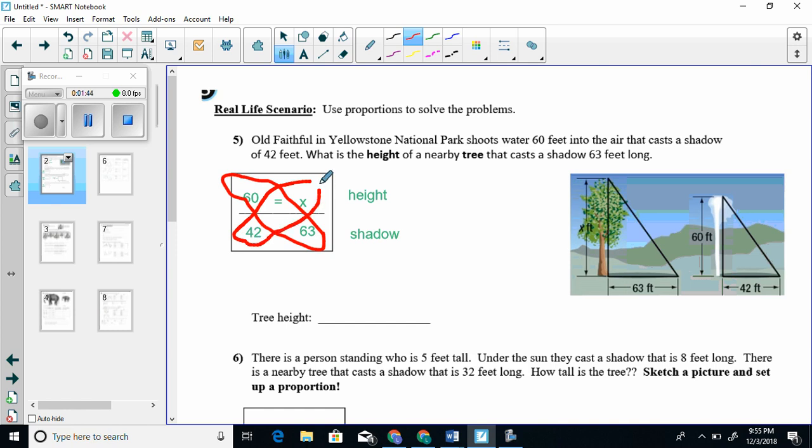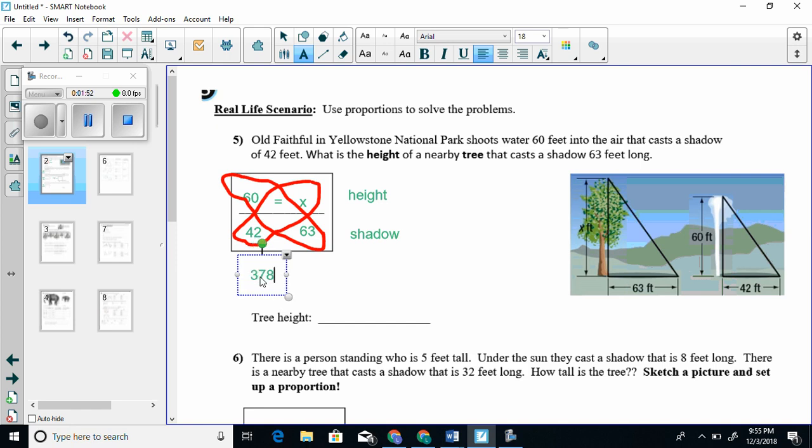So you should notice a trend here, right? I have 60 times 63 is 3,780 equals 42x, which means that x equals 90 feet. Okay, so that is the height of the tree, and that makes sense if you look at our picture, it's taller than the water chute.